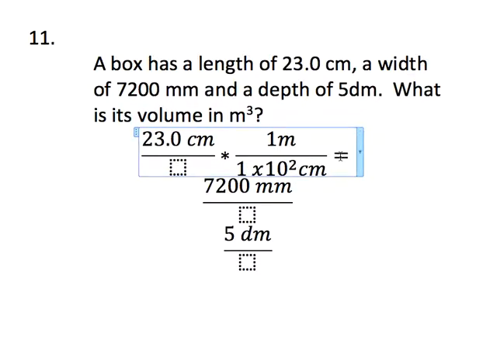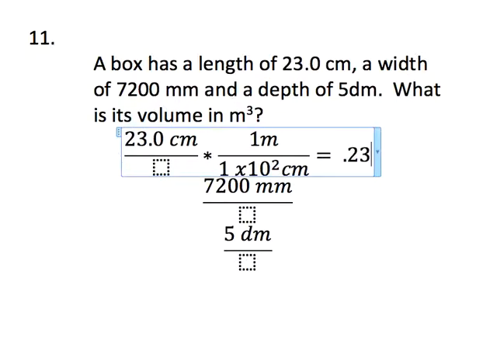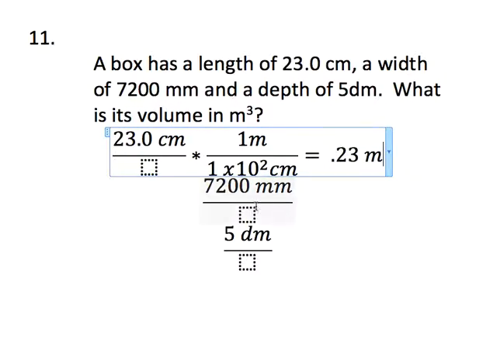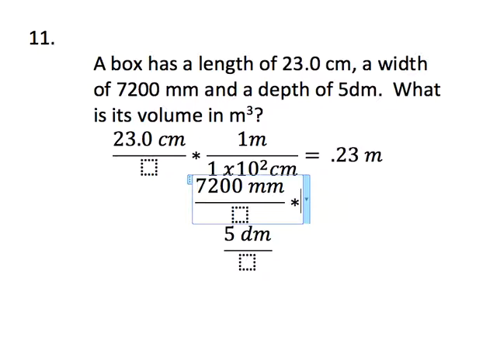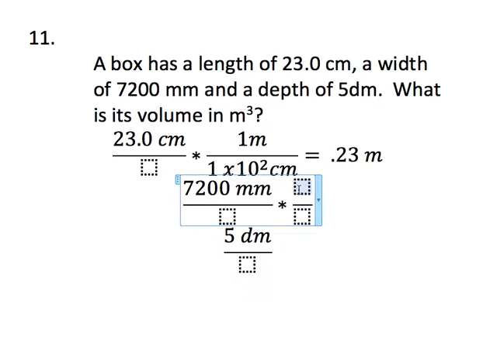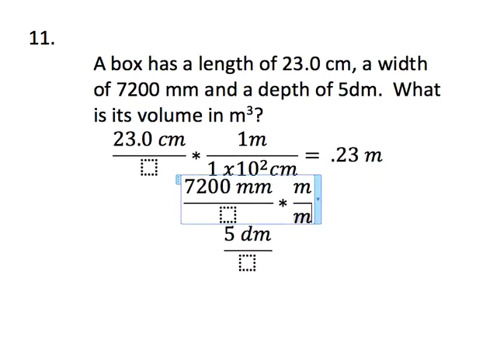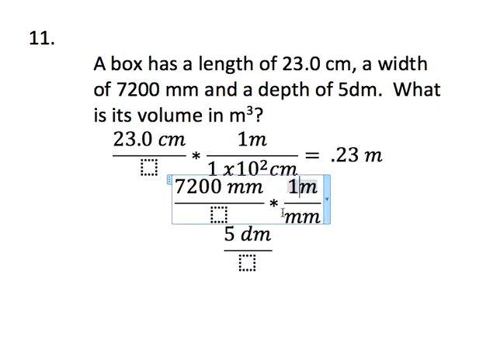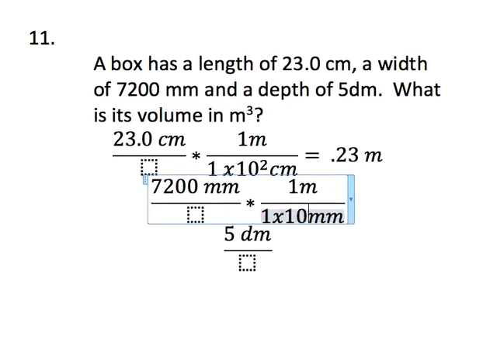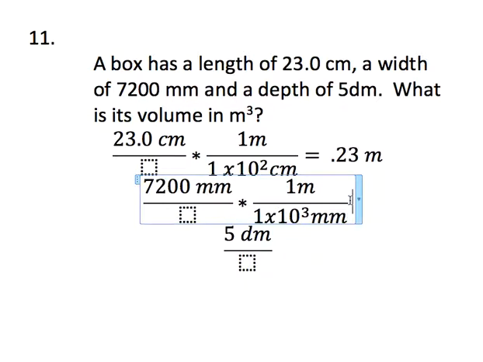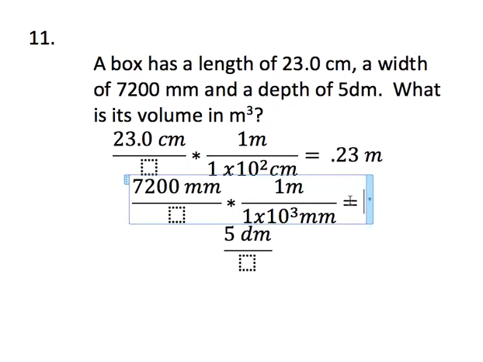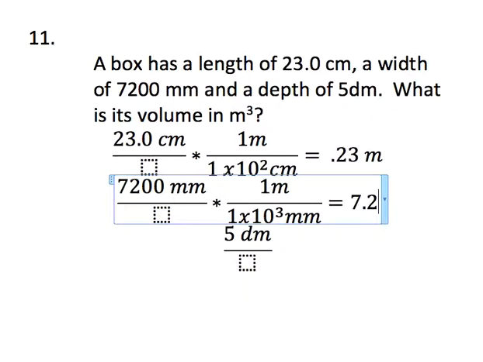So this is our length, and I've got 0.23 meters. All right, now we're going to convert our millimeters down here, our width. Meter on top, millimeters on the bottom. Meter is the larger unit, so it takes 1 times 10 to the third millimeters on the bottom. And I end up with 7.2 meters.